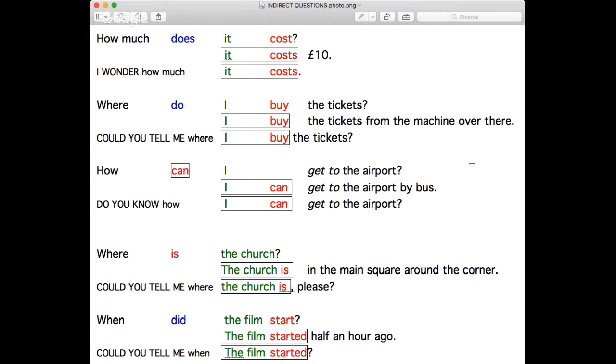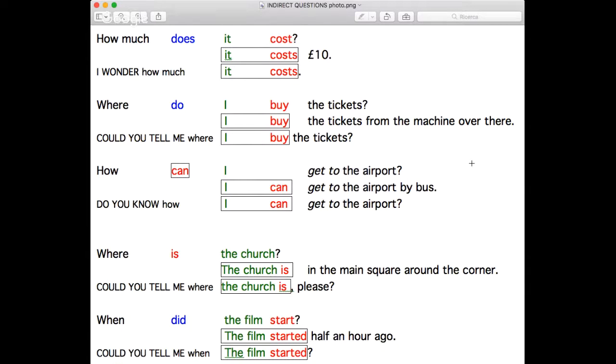And so you could ask, do you know how I can get to the airport? Or could you tell me how I can get to the airport? I wonder how I can get to the airport. These are various forms, but I can get to the airport stays in the same position. Now let's try with the verb to be. Where is the church? A classical question, but of course much too direct.